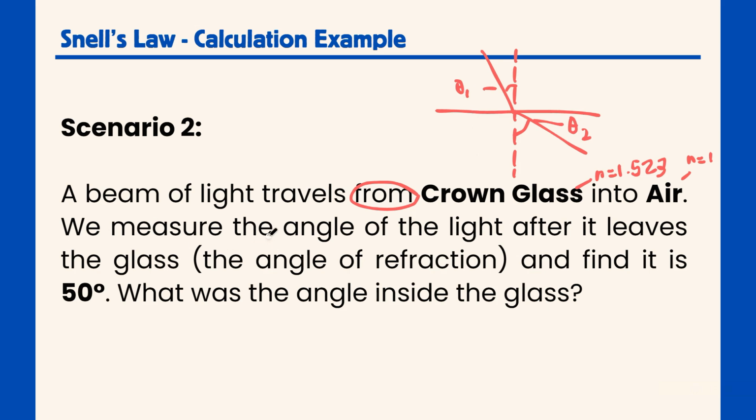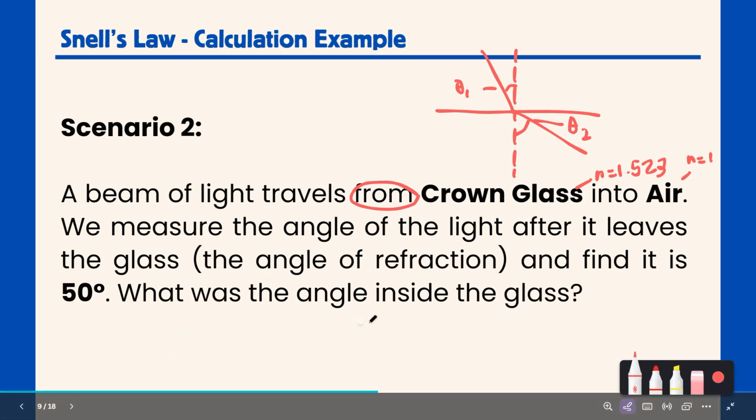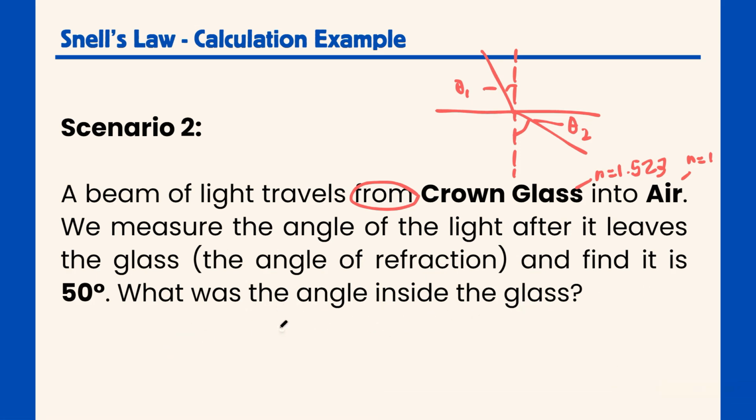We measure the angle of light after it leaves the glass and find it is 50 degrees. What was the angle inside the glass? So, angle of refraction ang ato 50 degrees. Ang ato gipangita karon is ang angle of incidence, unsa ang angle na naa inside sa glass, which is the crown glass.